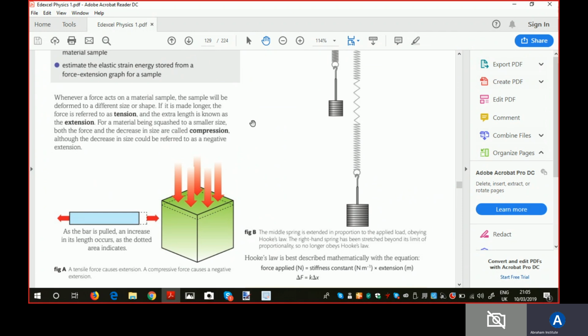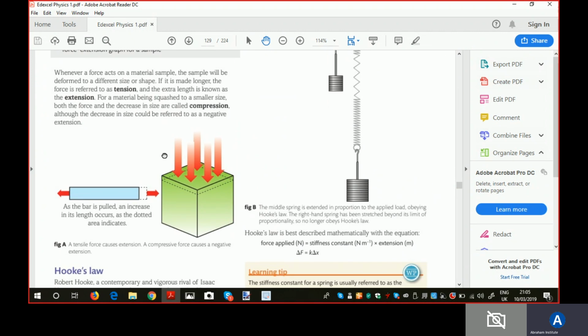And also from a graph, the area under a force extension graph is the elastic strain energy or work done on the spring or other material. Okay, so let's say we have here tension and extension, and then we have compression. Now here the first one is where we have tension. Okay, so we are pulling this bar or spring from both sides. We are applying what we call a tensile force.